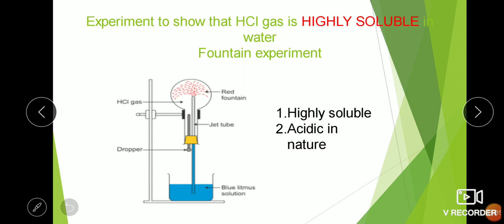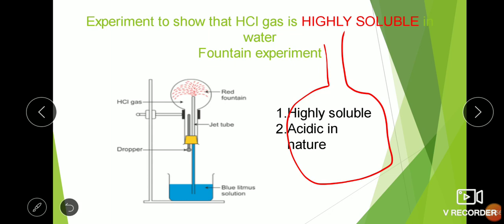Now, this is interesting. Experiment to show that HCl gas is highly soluble in water, that is the fountain experiment. This test can also be used to check the nature of the HCl gas. You can prove that it is acidic in nature. Take a round bottom flask. Everyone knows that this is a round bottom flask. In that flask, take HCl gas, cork it like this, place a water dropper here, and place a jet tube here. Now, what is a jet tube? Jet tube will take the solution from the beaker into the jar.